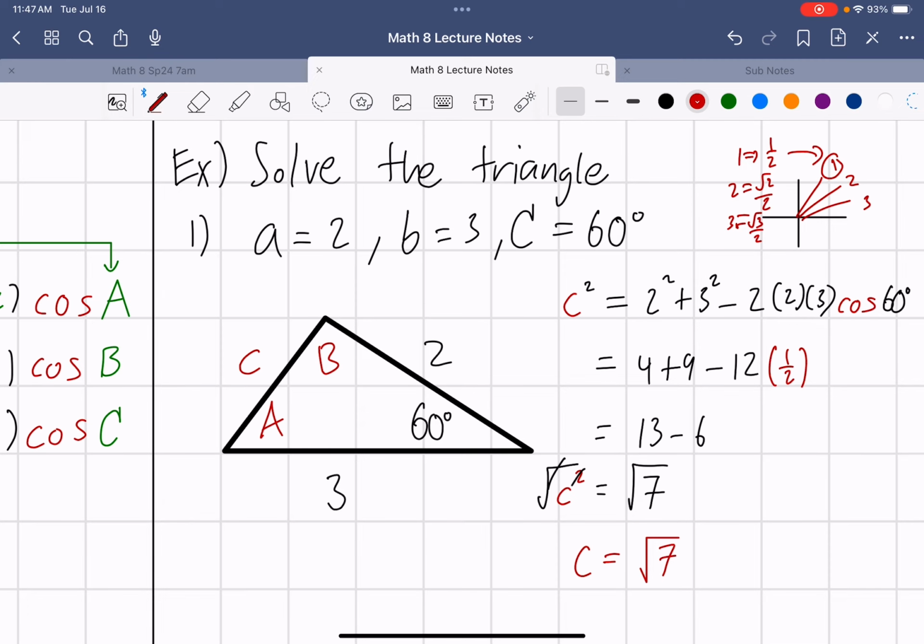Now, don't forget, you always have to add your plus or minus, but since this is a length, we're talking about it's going to be positive. So our side c is equal to square root of 7.